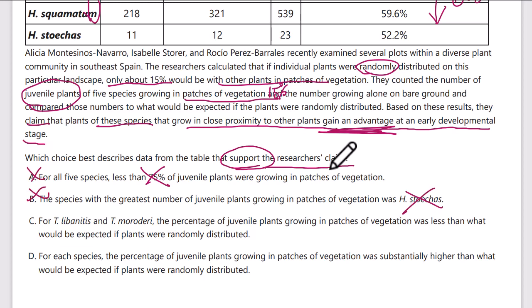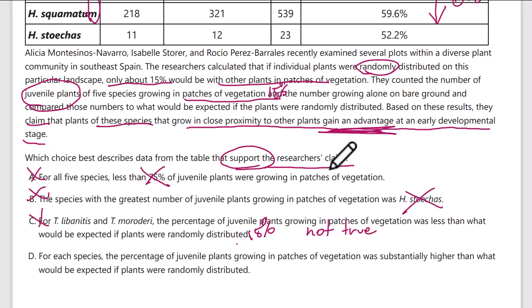For Lebanthes maderi, the percentage of juvenile plants in patches of vegetation was less than what would be expected if plants were randomly distributed. No, because that expectation of random distribution would have been 15%. All of them are well above that. So this is not true.